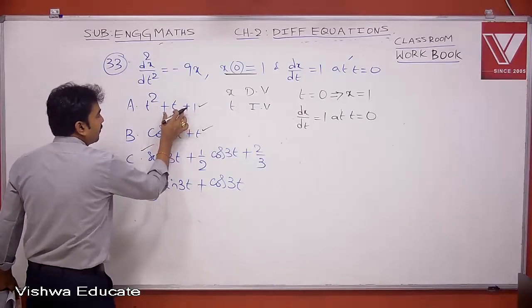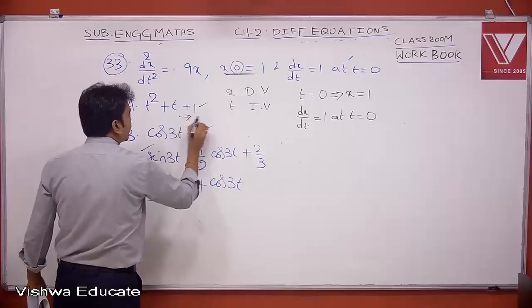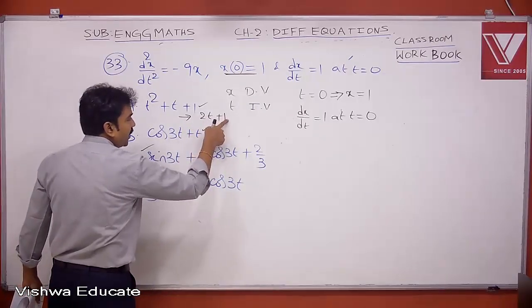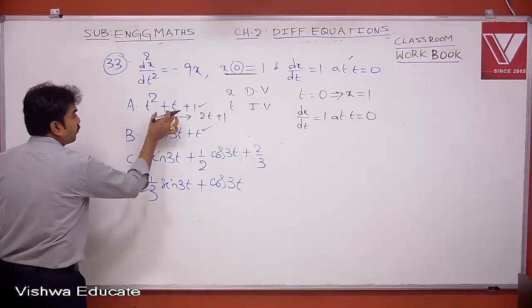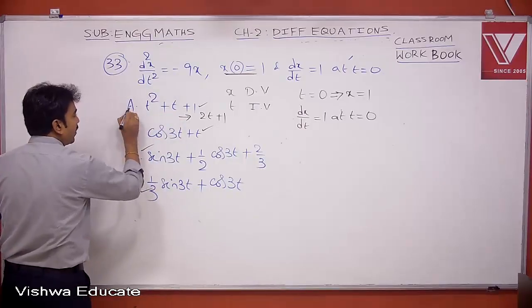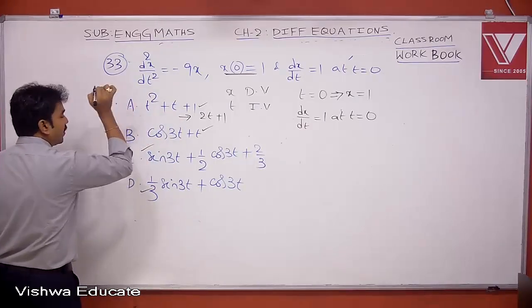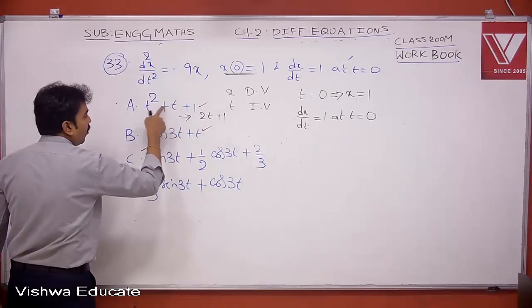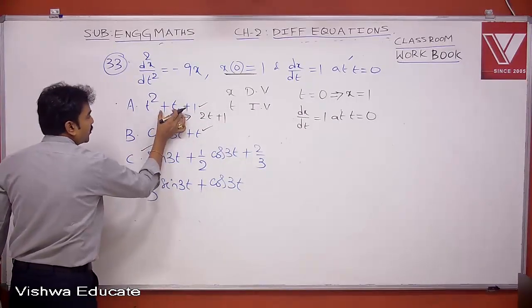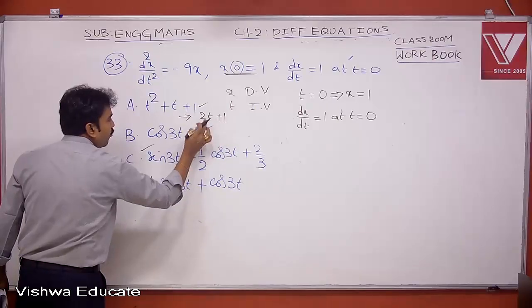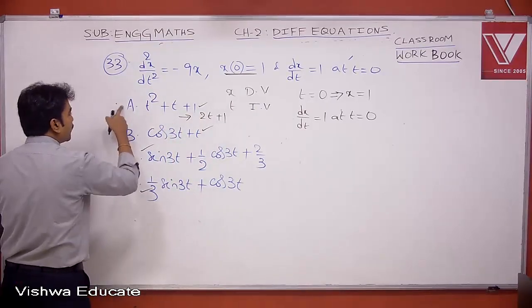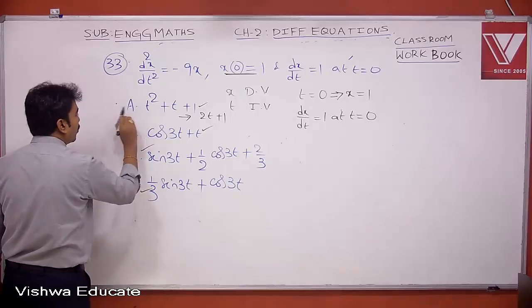If you find its derivative, the derivative of this function is 2t plus 1. When you replace t by 0, we are getting 1. Therefore, it satisfies both boundary conditions. It may be the right answer, may not be. So hold this answer. When t is 0, x is 1. When you find the differentiation, it is 2t plus 1. When t is replaced by 0, we are getting 1. So it satisfies both boundary conditions. So don't confirm and don't eliminate.